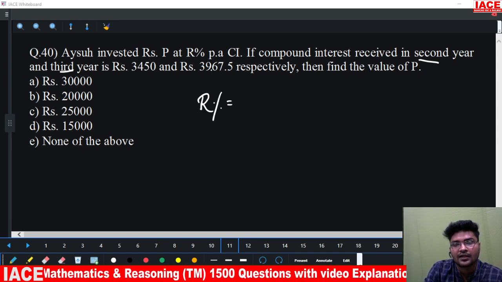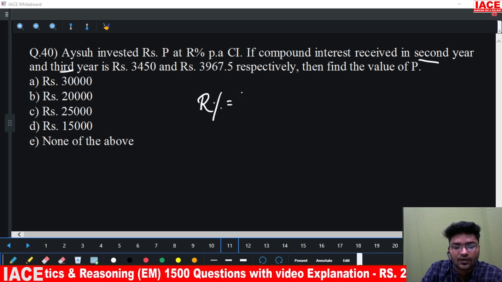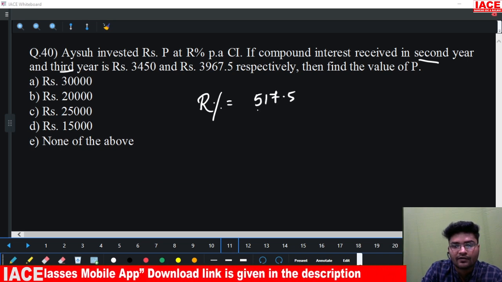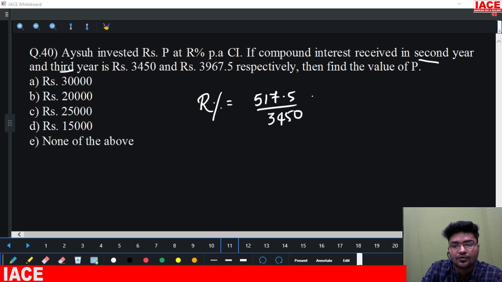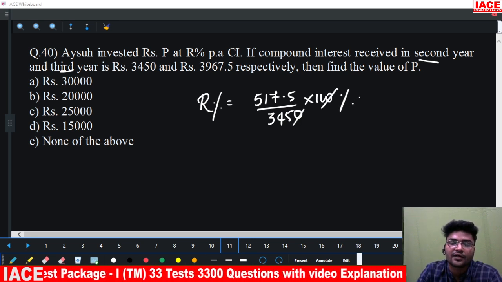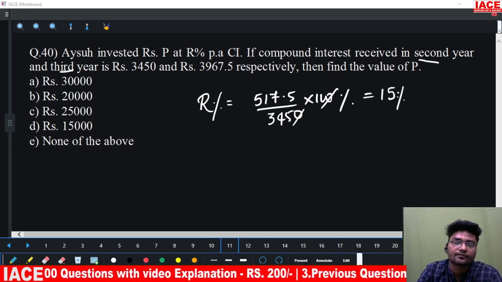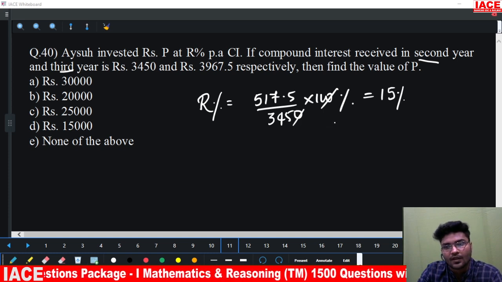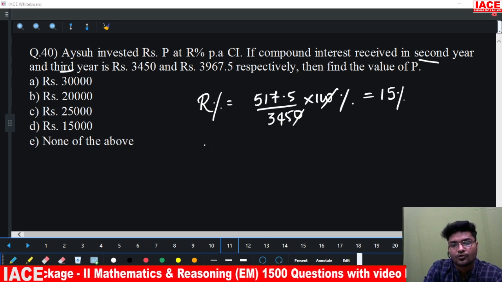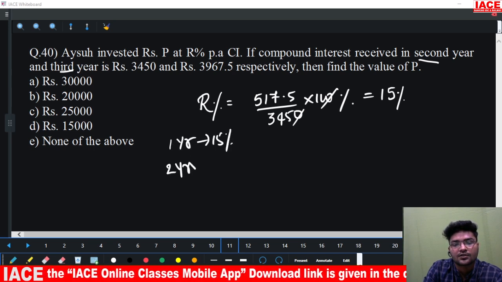This difference that we are getting, that interest is on the second year's interest. So the difference is 517.5 divided by 3450 into 100 percent. 10 gets cancelled. So 5175 divided by 345. How much will this be? This comes out to be 15 percent. So if the rate of interest is 15 percent, 1 year I'll get 15 percent. 2 years how much will I get?